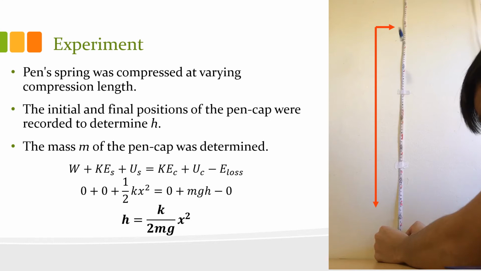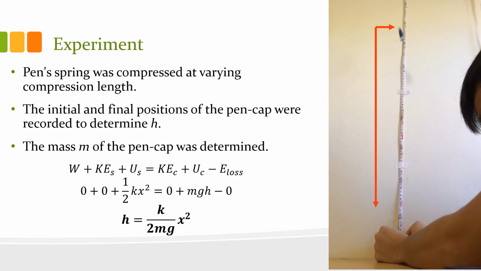This is equal to the kinetic energy of the pen cap, which is zero as the pen cap is already at a maximum height. The velocity of the pen cap at the maximum height is zero. Therefore, the kinetic energy of the pen cap is zero at that position, plus the potential energy of the pen cap. At this position, it is at a certain height, therefore it contains a gravitational potential energy, mgh. The energy that is lost in the process we assume to be zero.